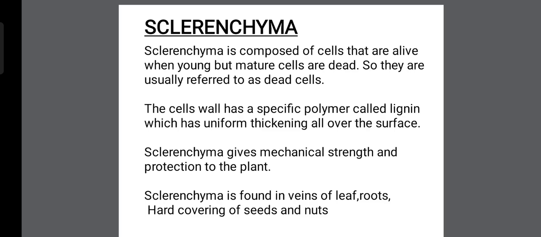Now sclerenchyma gives mechanical strength and protection to the plant. Okay, they are found in the veins of the leaf, they are found in the roots, and also in the hard covering of the seeds and the nuts. Now, with this, the different types of simple tissues are over.